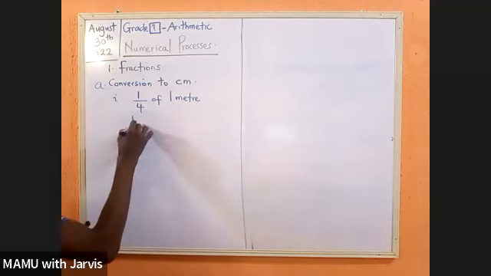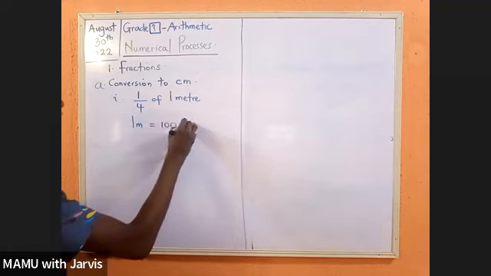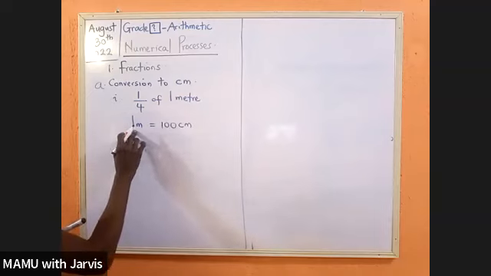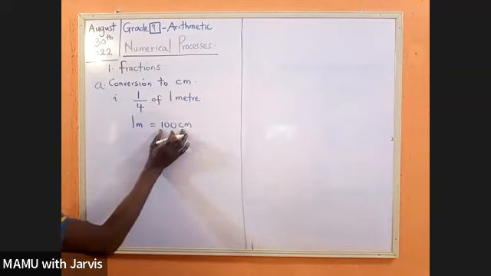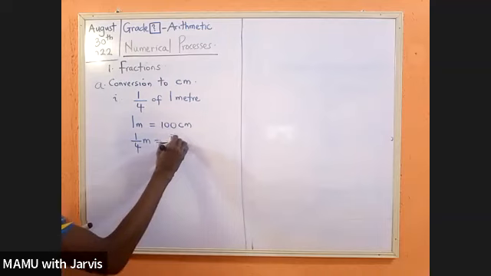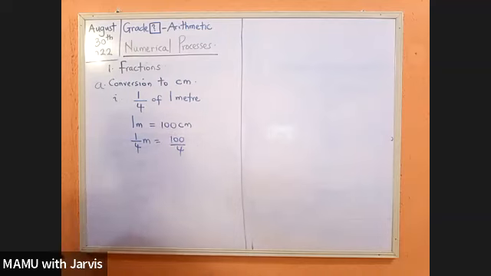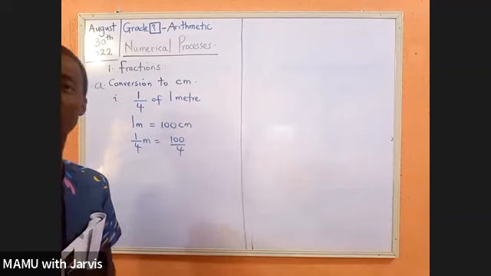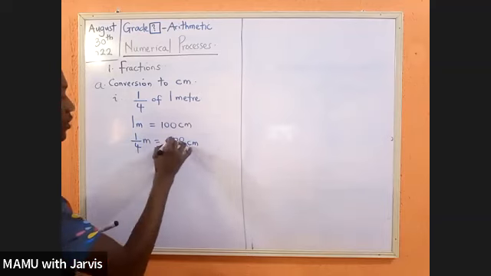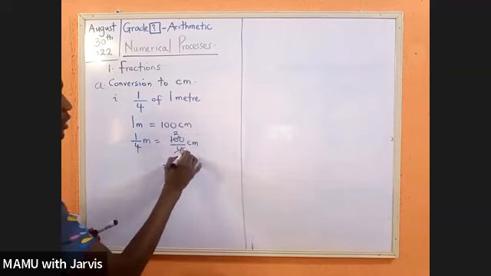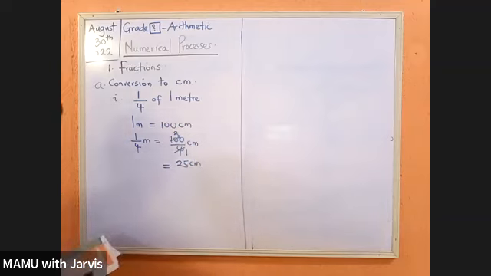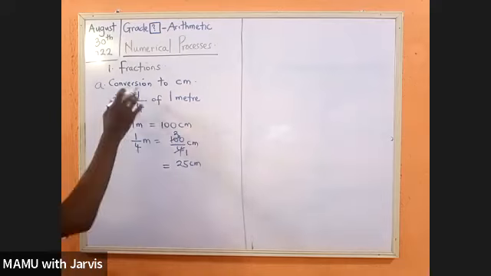Now remember that 1 meter is equal to 100 centimeters. So if I'm going to convert to centimeters, I'll simply say 1 meter is 100 cm. Now, 1/4 of a meter will simply be sharing this into 4 parts. So 100 divided by 4 means shared into 4 parts. If you do that correctly, 4 into 10 is 2, carry 2, 4 into 20 is 5. So that will be 25 centimeters. So that is the conversion to cm.